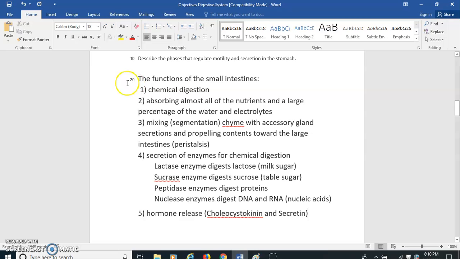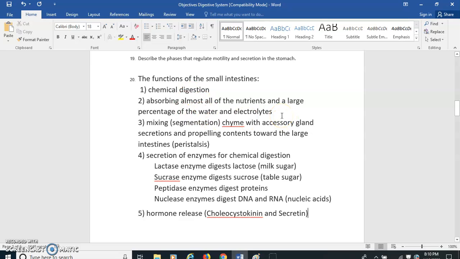This is objective 20, which talks about the functions of the small intestines. Chemical digestion is going to be occurring in the small intestines. That's where we'll have enzymes breaking down our nutrients into smaller molecules. Absorption is a huge function of the small intestines.